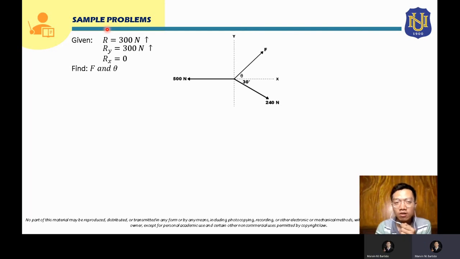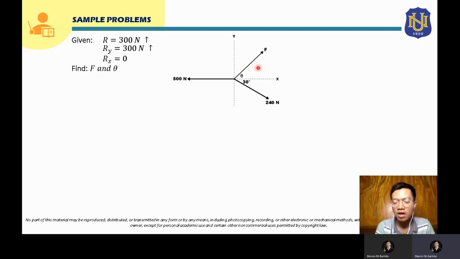So it means your resultant is a vertical force. So that vertical force resultant, its vertical component, of course, will be 300 Newton as well. But your Rx, for the horizontal component of your resultant, will be 0 since it is a vertical force. So your Rx will be 0. And what we have to solve for is the value of F, this force F, and for this theta.